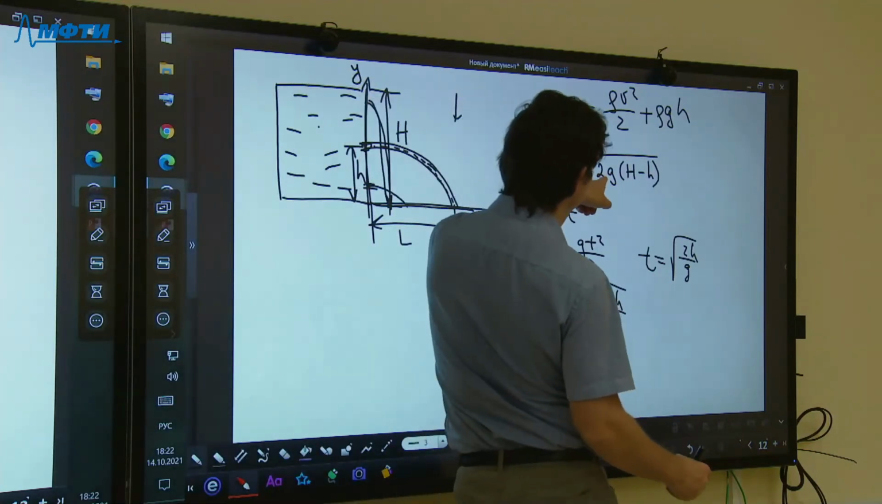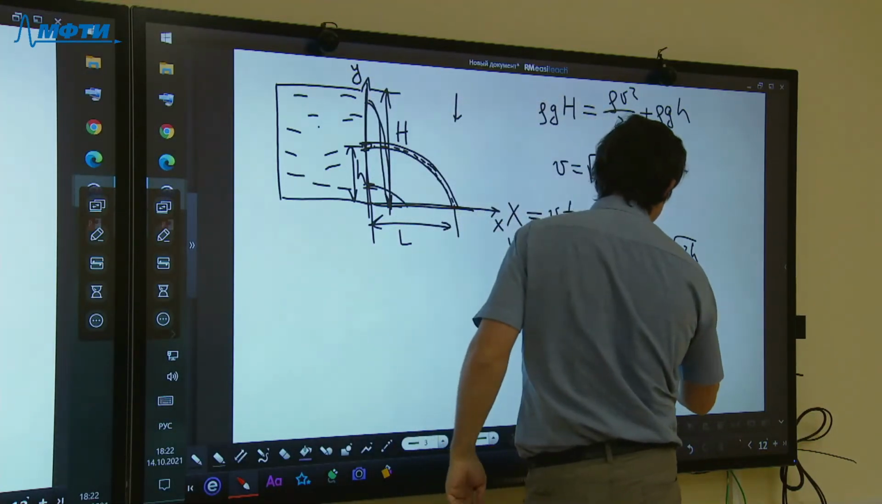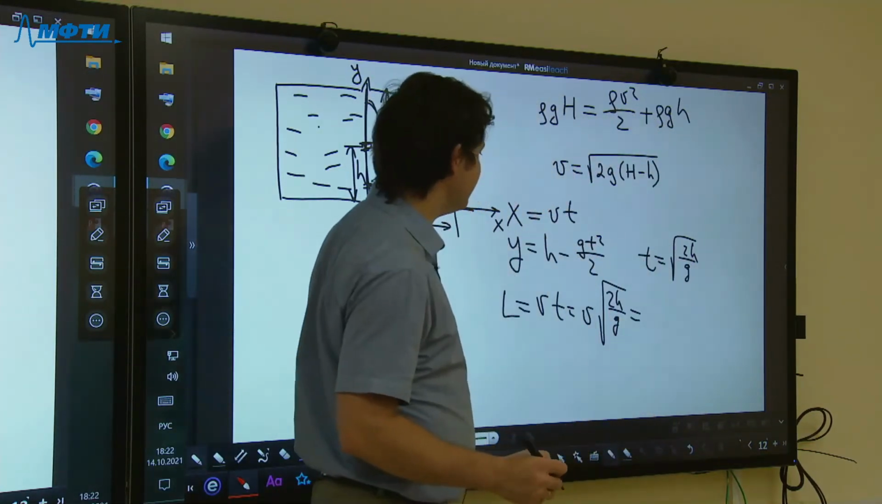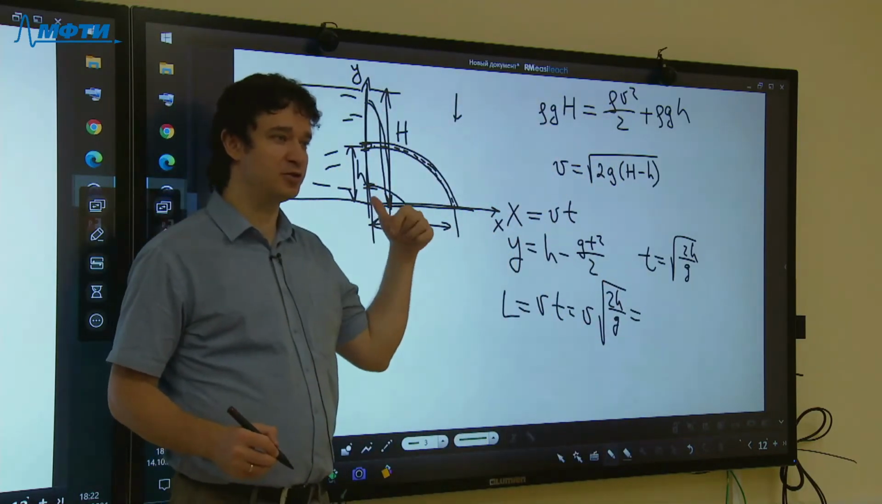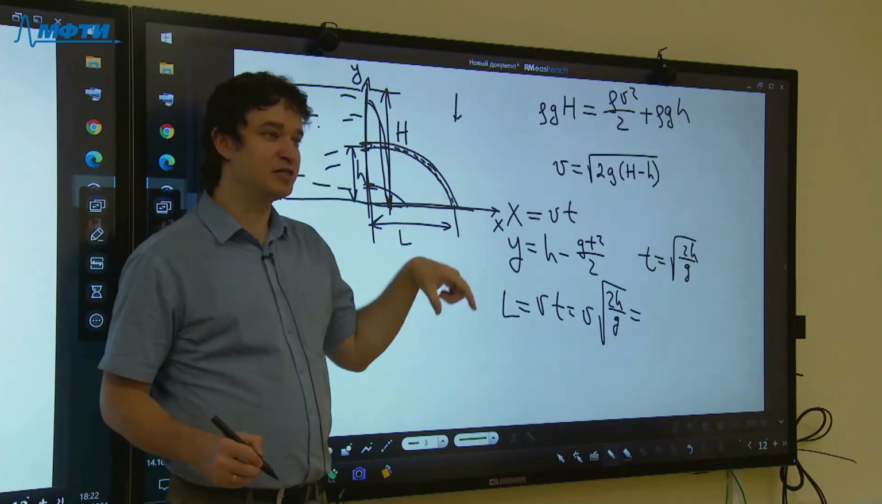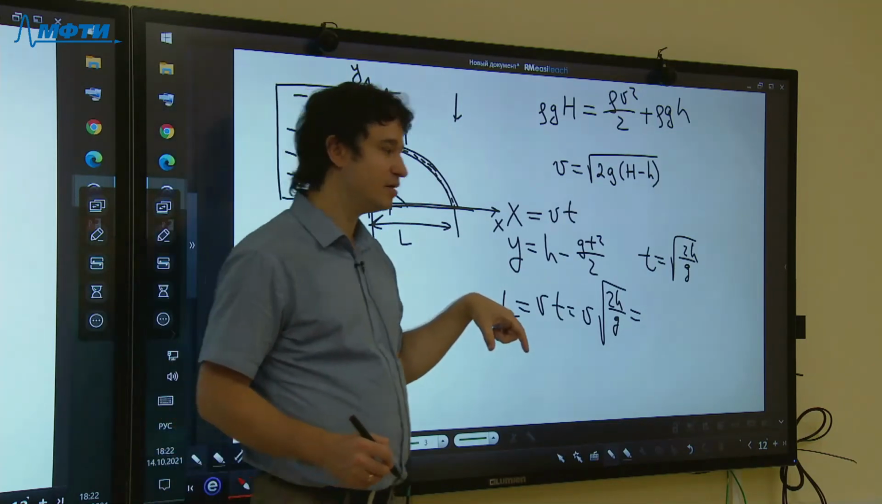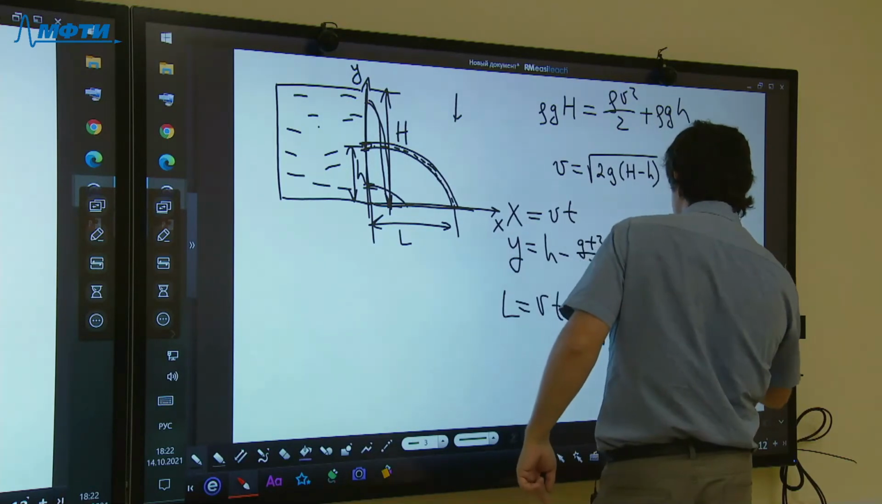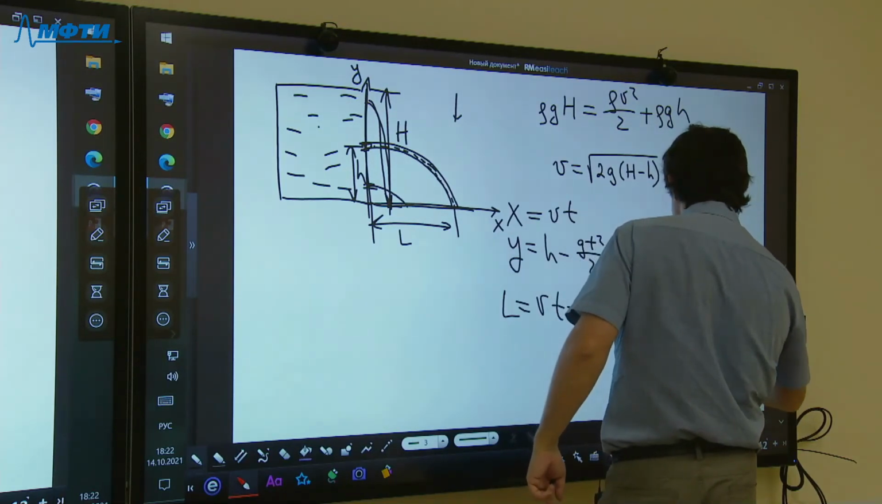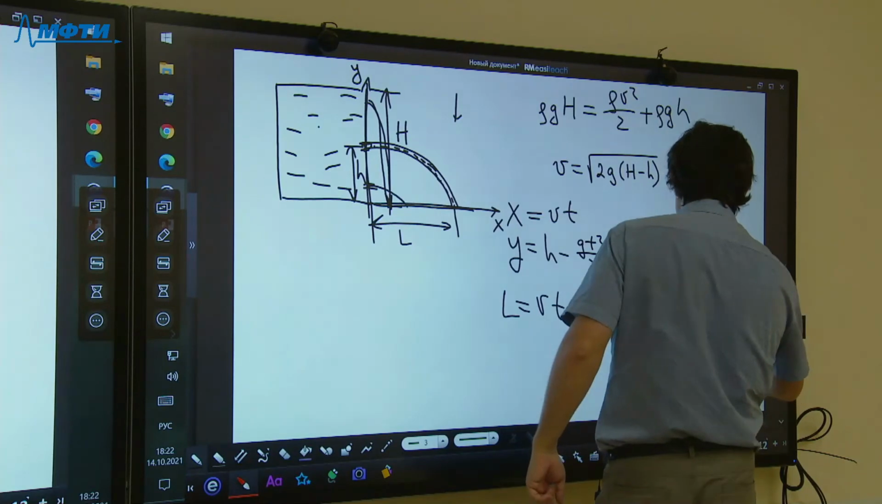And now I substitute this for v. And actually g is eliminated from my equation. So that means that if I bring my vessel from the Earth to the surface of Mars, the answer would remain the same. So here I have 2 square roots of h times capital H minus small h.